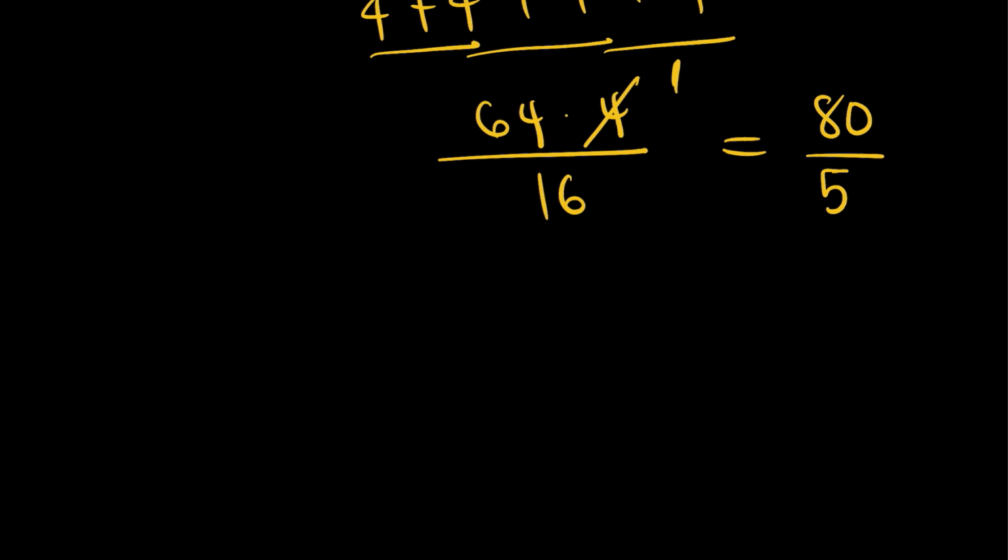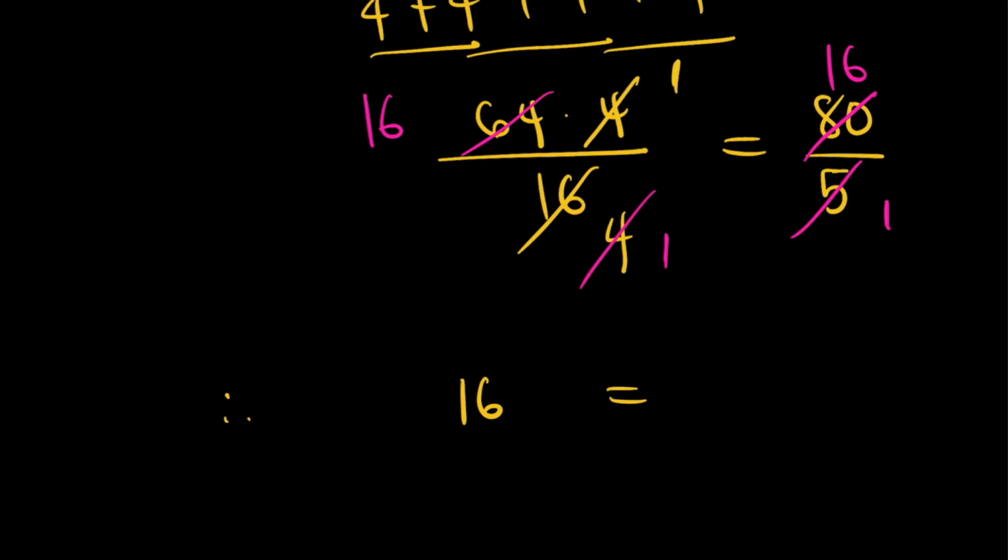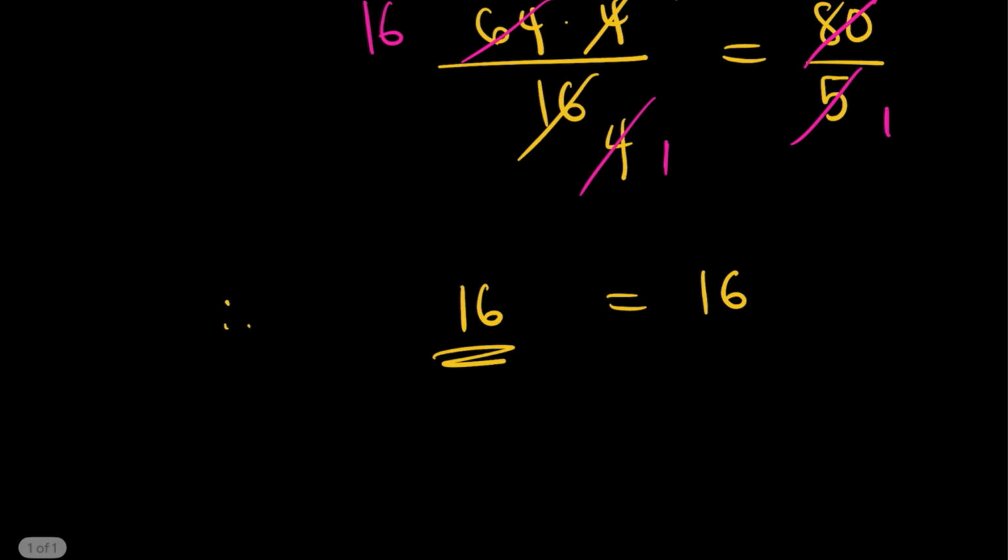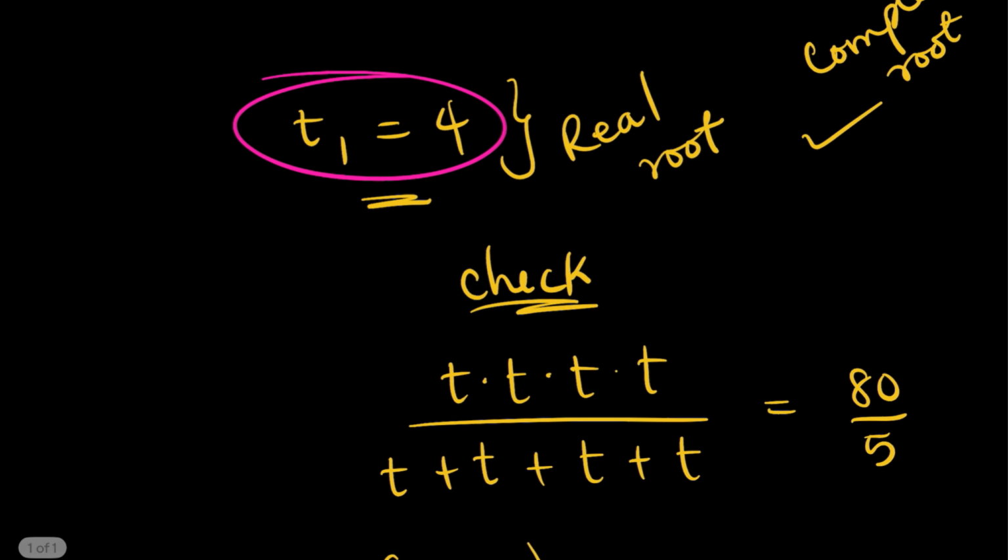4 here is 1, 4 in 16 is 4, and then 4 here is 1, 4 in 64 is 16, and 5 here is 1, 5 in 80 is also 16. Therefore, the left-hand side, which is 16, is equal to the right-hand side, which is 16. And since the left-hand side balances the right-hand side, it confirms that this solution is perfectly correct.